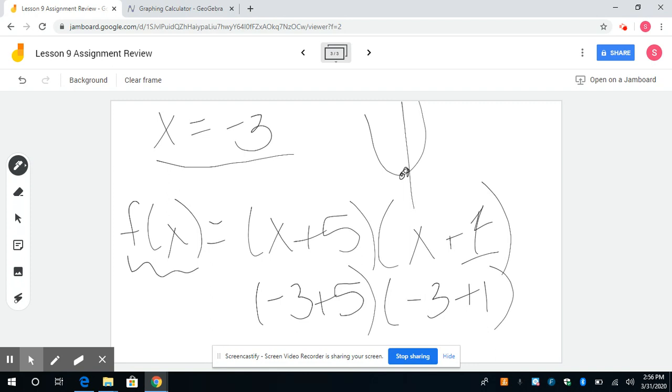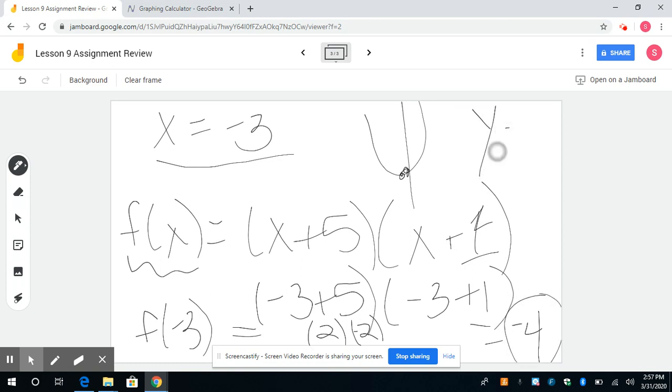So this is going to be 2 times 2, which gives me f of negative 3, which equals negative 4, because it's a negative 2. So that means when x is negative 3, y equals negative 4. So my vertex point is (-3, -4), which is what I showed you here.